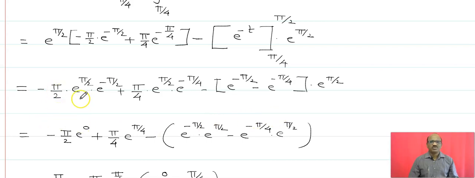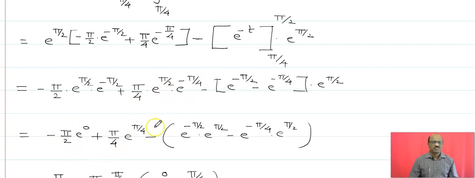That is minus pi by 2 e raised to pi by 2 into e raised to minus pi by 2 multiplied with this pi by 2. Pi by 4 e raised to pi by 2, again e raised to minus pi by 4 minus. Again upper limit minus lower limit, e raised to minus pi by 2 minus e raised to minus pi by 4 into e raised to pi by 2. Therefore e raised to plus pi by 2 minus pi by 2, that will become 0. That is minus pi by 2 e raised to 0, pi by 4.